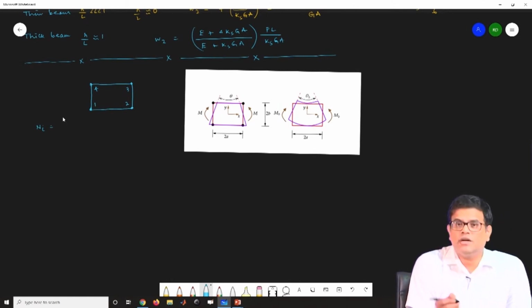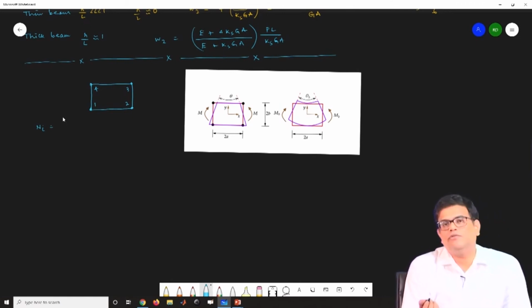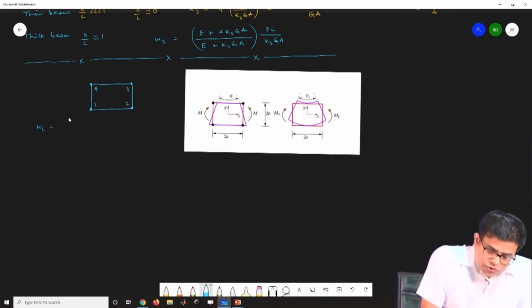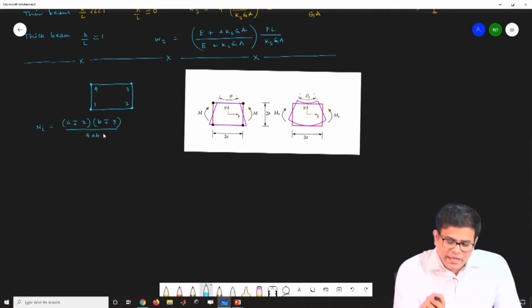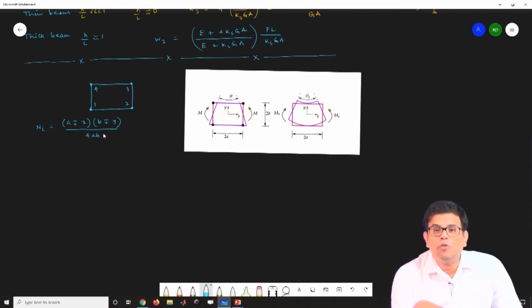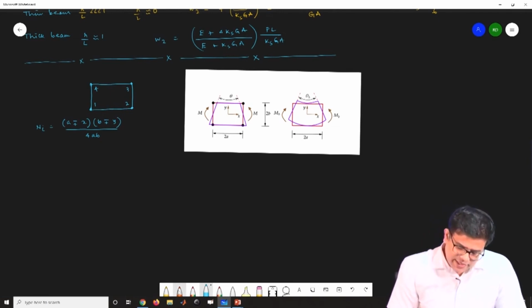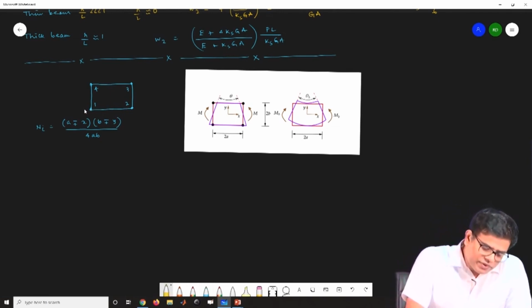I am just writing it in terms of xy coordinates. This is valid for the local coordinate, that is the xi-eta system, also. So it is (a minus plus x) times (b minus plus y) by 4ab. Now if I give this element a pure bending, what will happen? This element will behave like this.